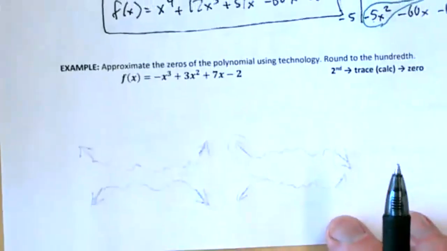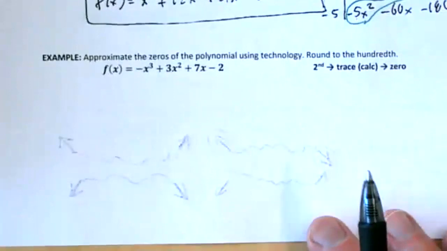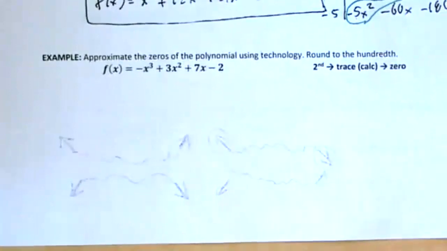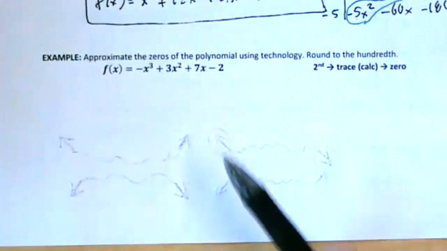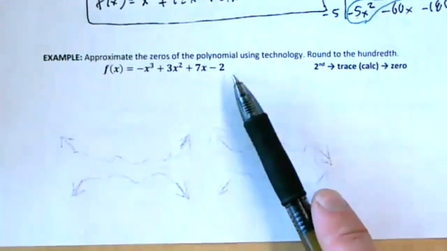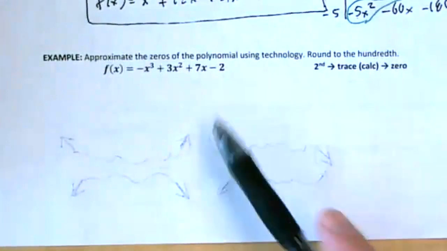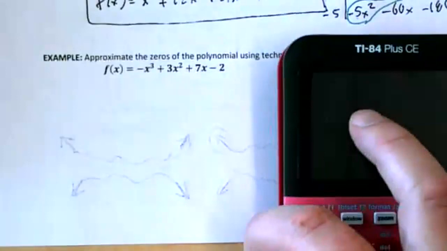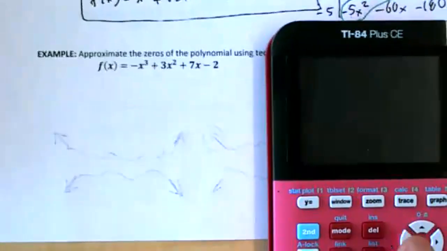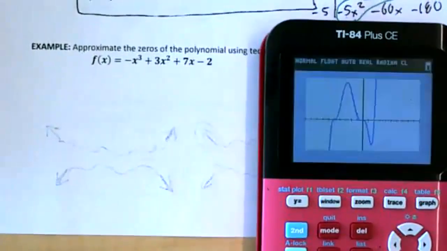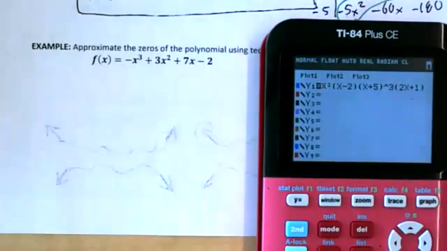All right, one last one. For this, we're going to use our calculators, so it's going to do all the heavy lifting for us. We're going to find the zeros using technology. Do you guys remember how to find max and min? Well, there's another option in that same menu called zero, and that's what we're going to use to find our x-intercepts or our zeros.